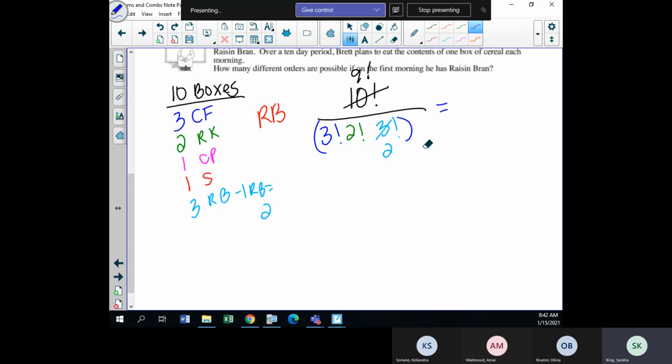And then what you would get for this is, how many different orders are possible? 15,120 different orders are possible. I'm going to write arrangements. Arrangements are possible.